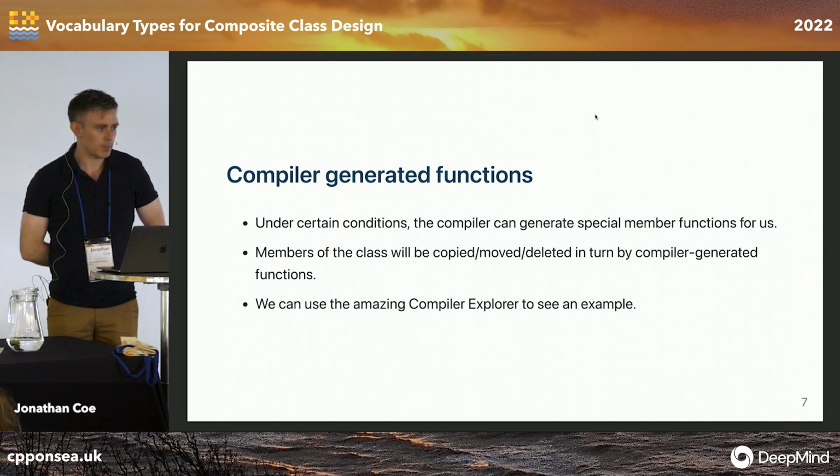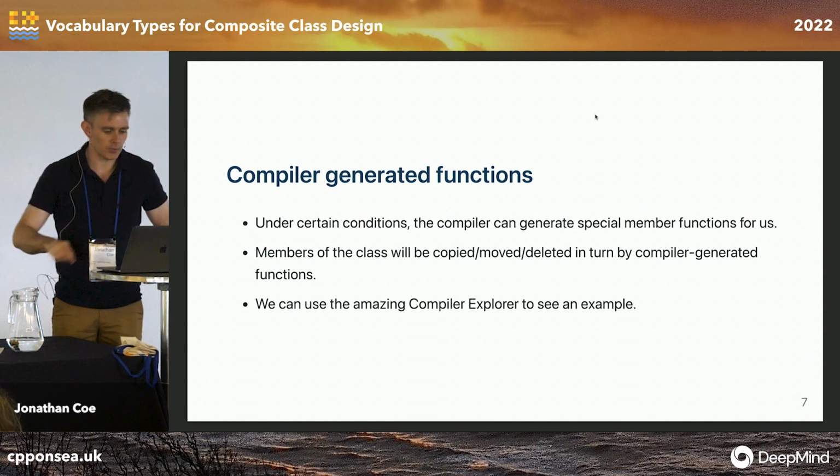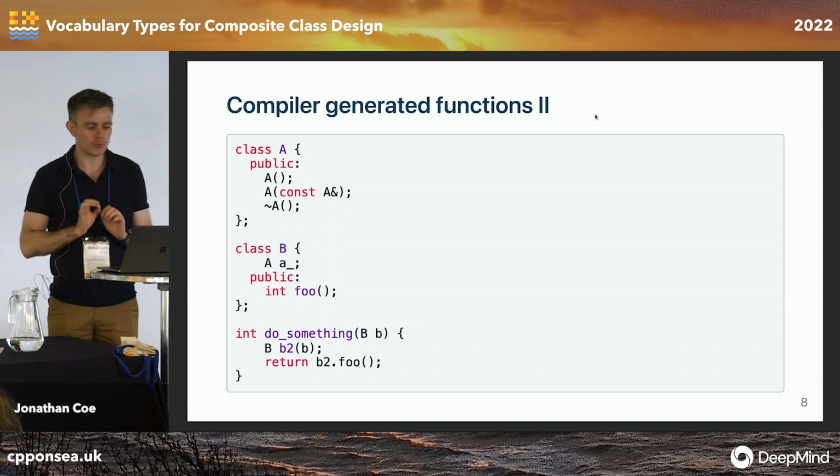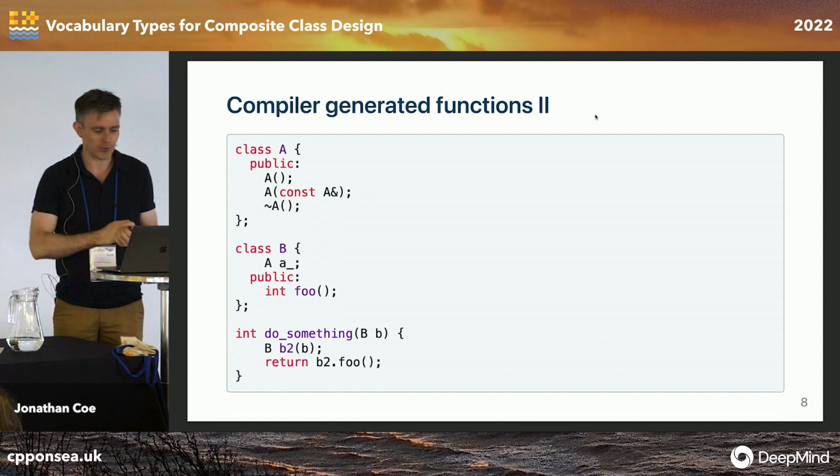Under certain conditions, the compiler will generate these special member functions for us, and then members of the class will be in turn copied, moved, or deleted as is appropriate. And we can use the enduringly awesome Compiler Explorer to see an example of this in action. So this is just enough code to provoke the compiler into showing us what we want to see. So we have a class with a declared but not defined constructor, copy constructor, and destructor, and another class which contains an instance of that class.